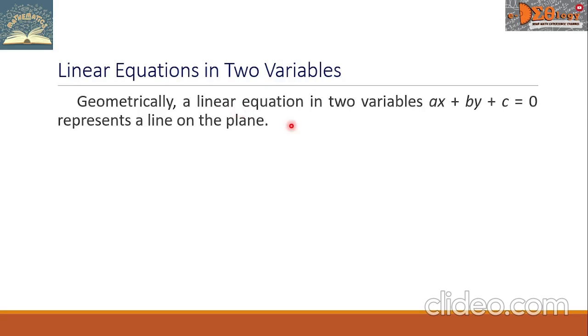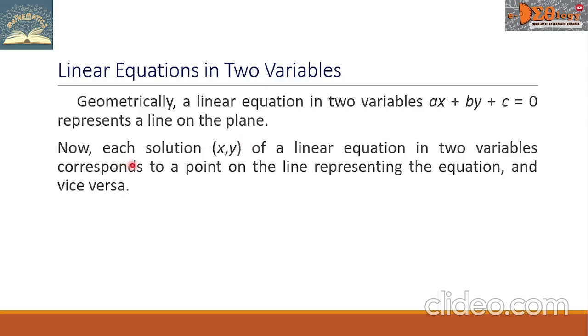Geometrically, a linear equation in two variables ax plus by plus c equals 0 represents a line on the plane. Now, each solution x, y of a linear equation in two variables corresponds to a point on the line representing the equation, and vice versa.